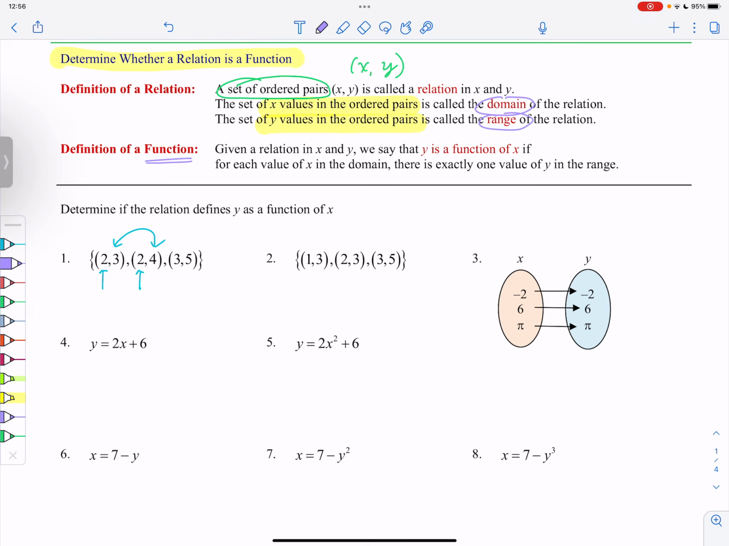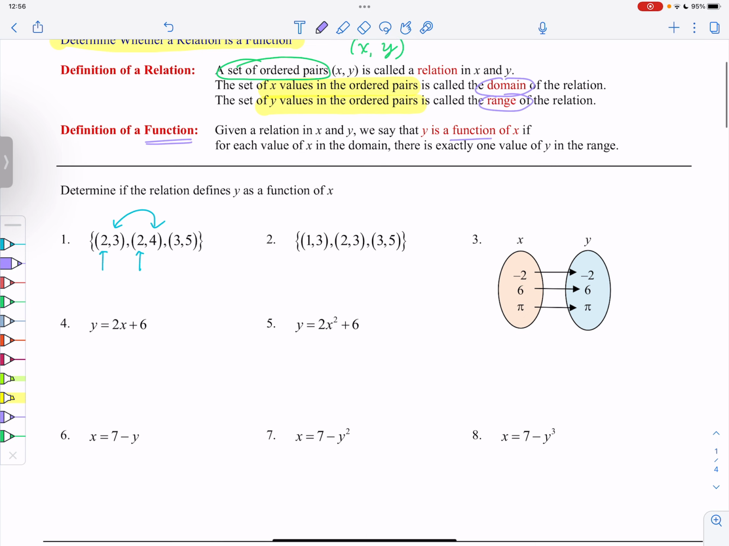Well, in order to say that y is a function of x, we need for every value of x in the domain to only have one y value. So in other words, we cannot have any repeated x values. Because if we had repeated x values, then we would not have unique y values for every x value.